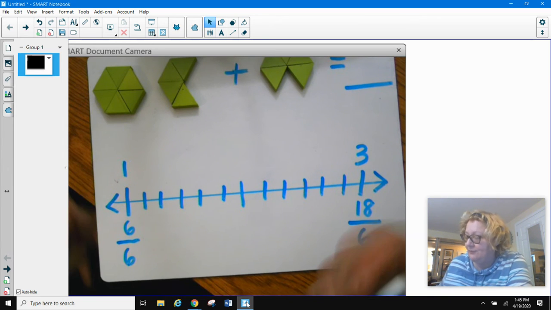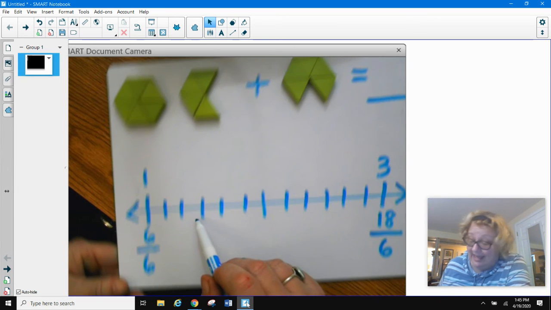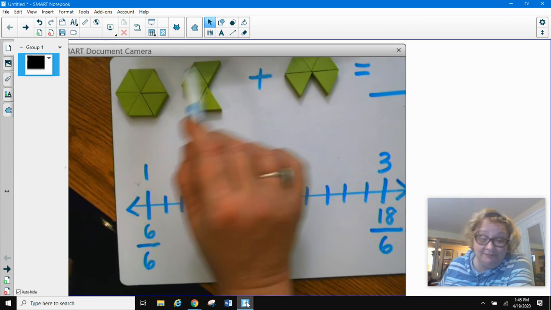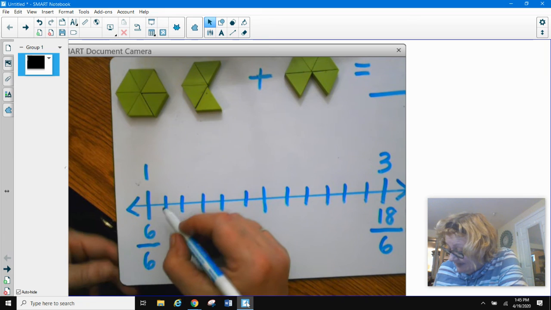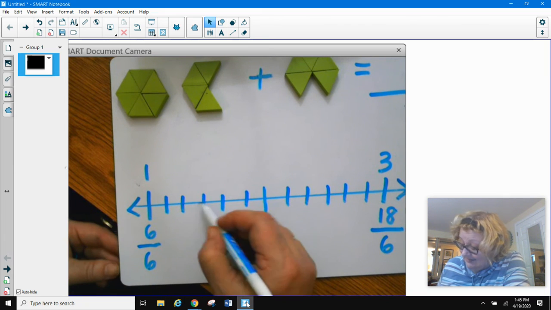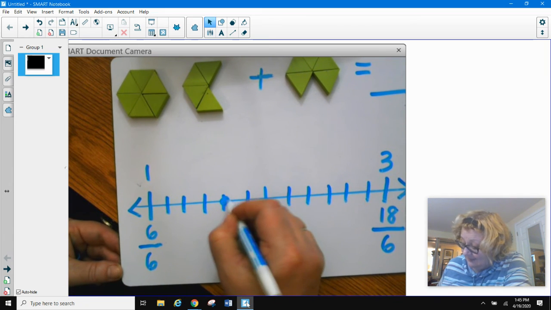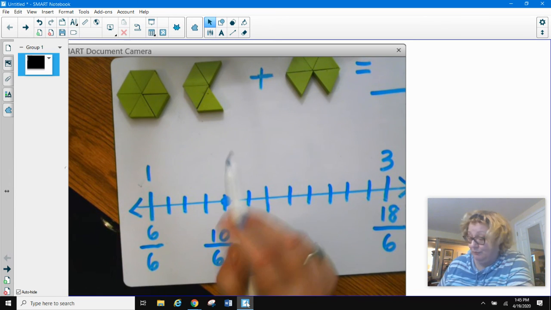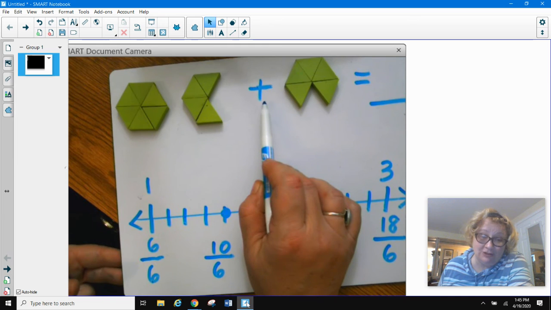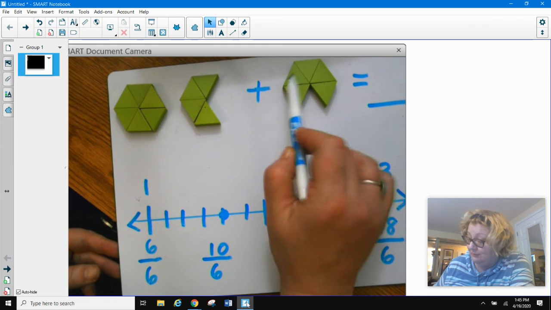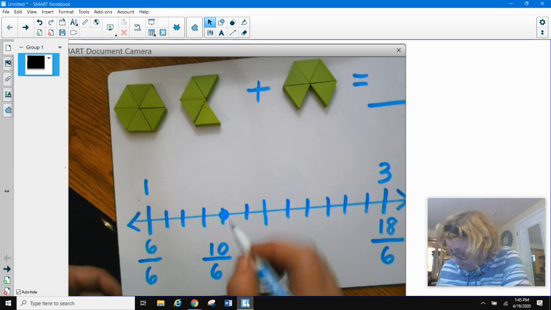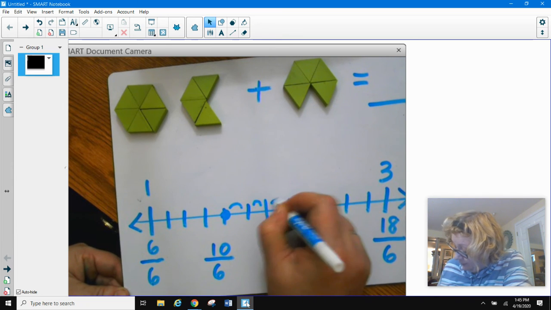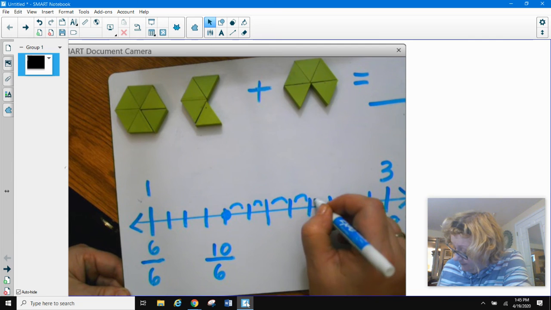Okay, so the first thing I want to do is I want to plot where I began. I began with 6, plus 7, 8, 9, 10, at 10/6. 7/6, 8/6, 9/6, 10/6. Okay, that's my start point. I'm going to add to my start point 1, 2, 3, 4, 5, 6. So I'm going to jump 1, 2, 3, 4, 5.